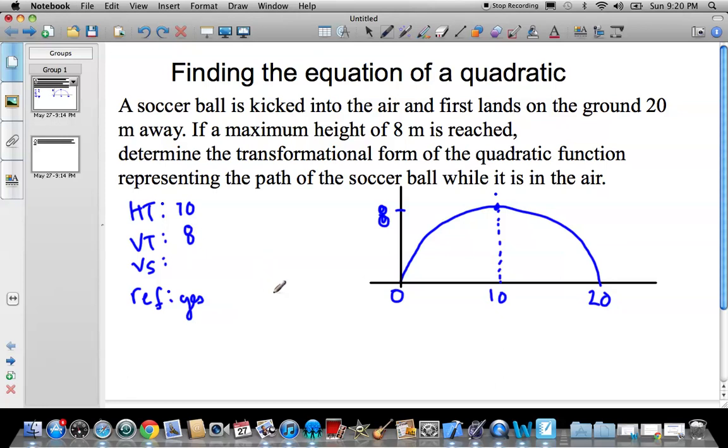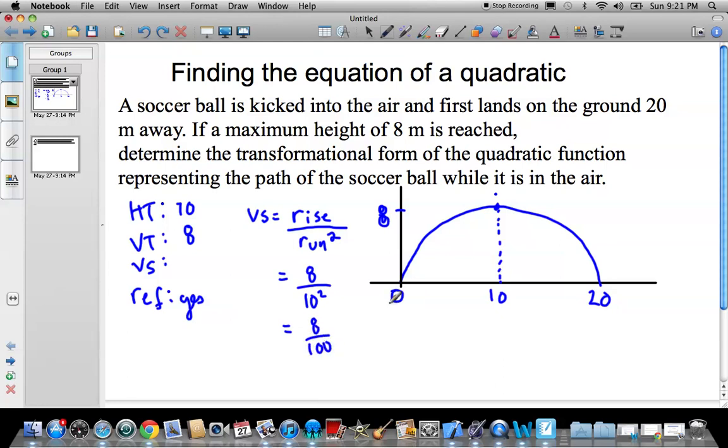Now the VS, there's a couple different ways you can do this. I truly believe the easiest way to do it is to remember this formula. The vertical stretch is equal to the rise over the run squared. So in our case, the rise is 8 and the run is 10. So it's going to be 8 over 10 squared, which is 8 over 100.